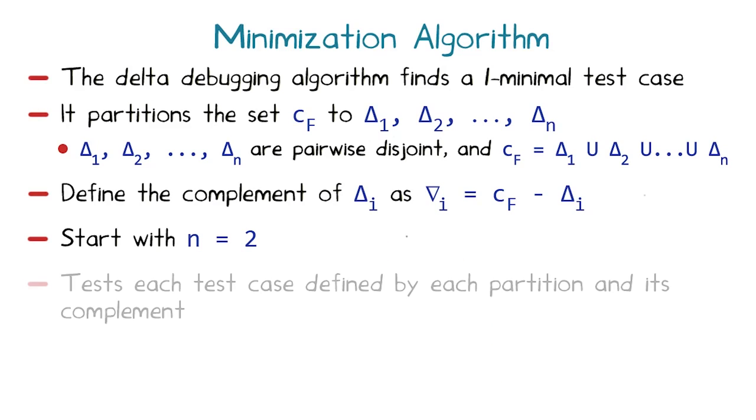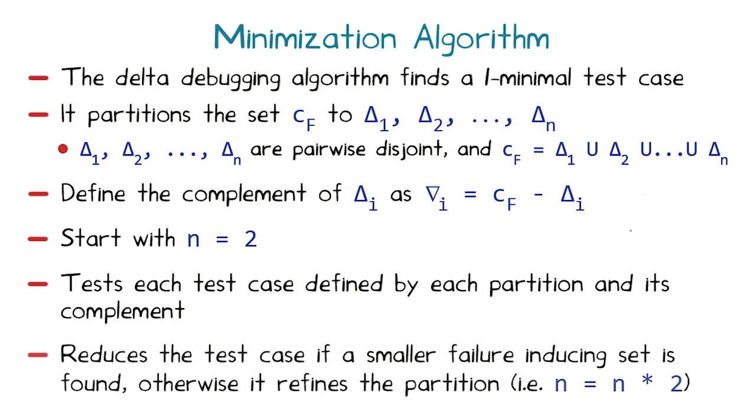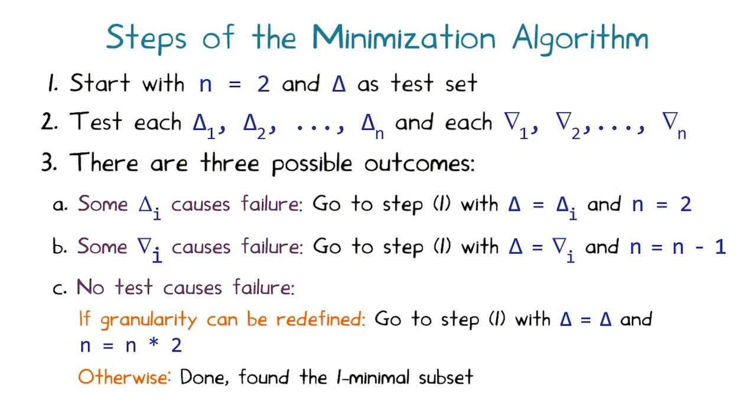The algorithm then applies the test function to each delta i and to each nabla i. If one of these test cases fails, then the algorithm reduces the current input down to the input obtained by just applying the changes in the failing test case. If none of the test cases fails, though, then the algorithm refines its granularity by doubling n and recomputing new subsets delta i and nabla i. Here is the algorithm again, this time in more structured pseudocode.